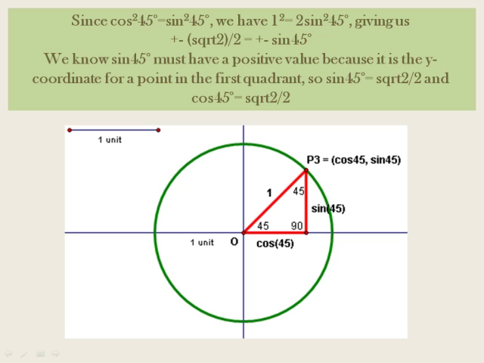sine 45 degrees. We know sine of 45 degrees must have a positive value because it is the y-coordinate for a point in the first quadrant. So sine of 45 degrees equals square root of 2 divided by 2, and cosine of 45 degrees equals square root of 2 divided by 2.